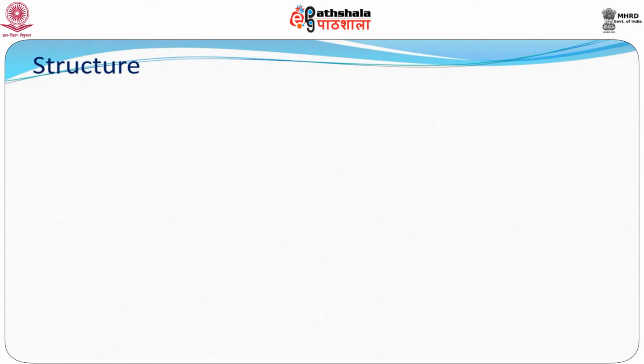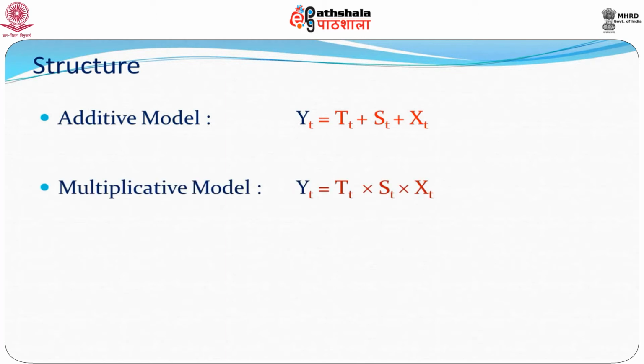So, the structure of a time series. Usually, if you have an additive model, we have y t is equal to T t plus S t plus x t. So, T t and S t constitute the evolutionary part, whereas x t is the stationary part. On the other hand, we can have a multiplicative model where we have y t is equal to T t into S t into x t.